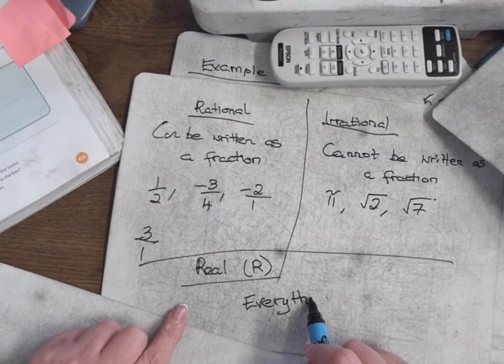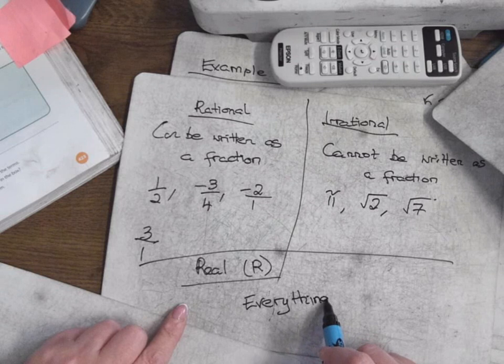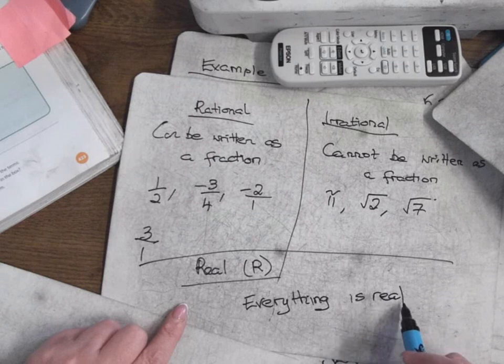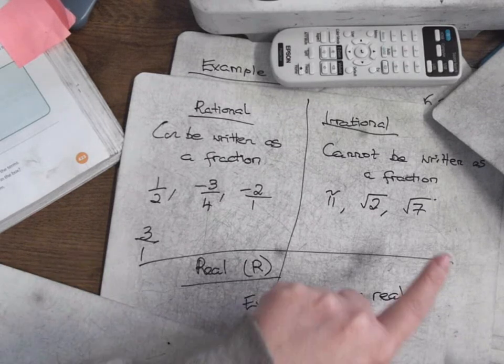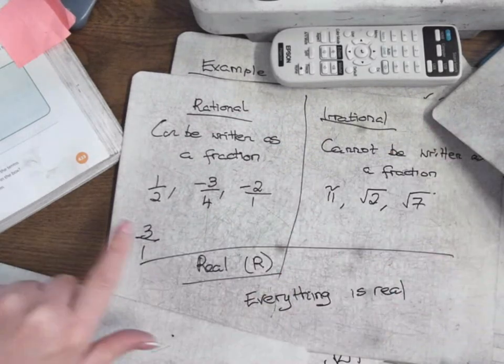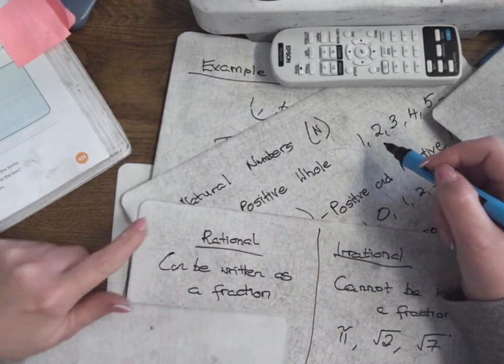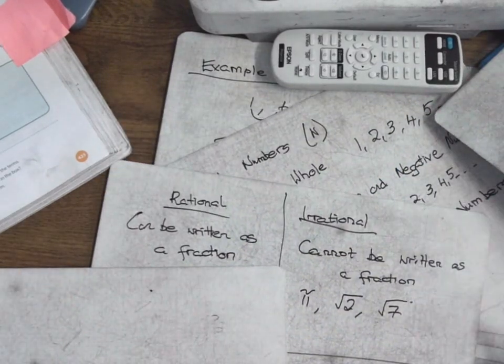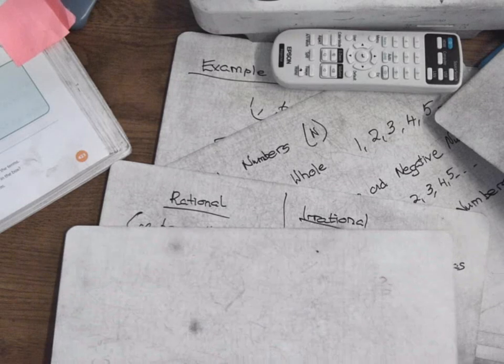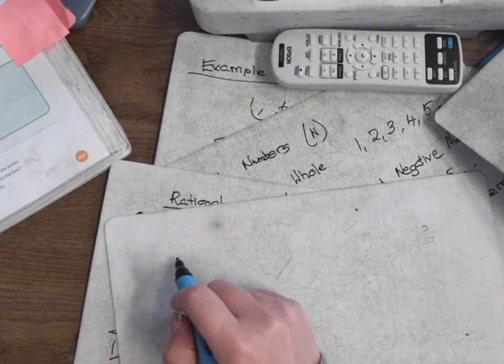So it doesn't matter if it's a decimal that goes forever or if it's a positive whole number, they're all real. Okay, so everything is real. So the square root of 2 is real. A half is real. 1 is real. Pi is real. Every single number is real. Okay?